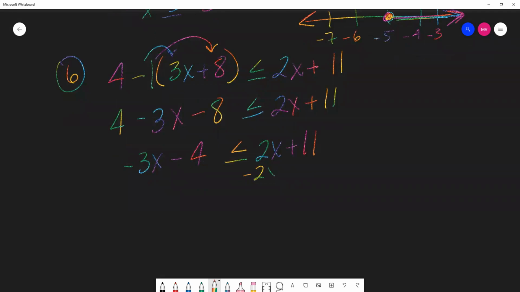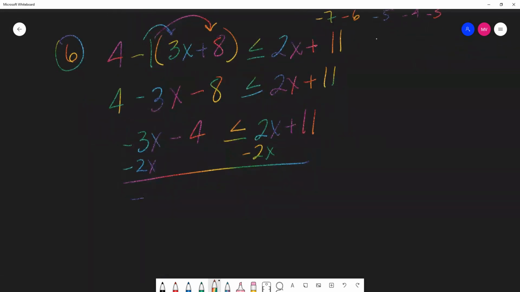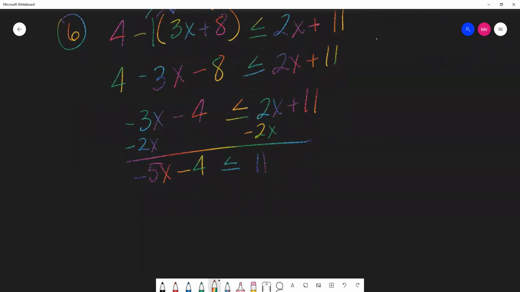Okay, so let's subtract the 2x from both sides. And we end up with what? X plus 4 is less than or equal to what? Right, the only thing left. Okay, next step. There we go.